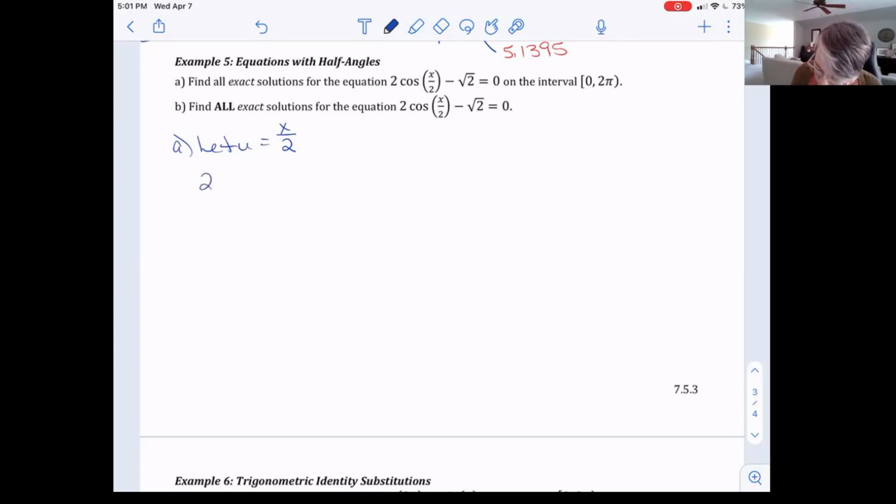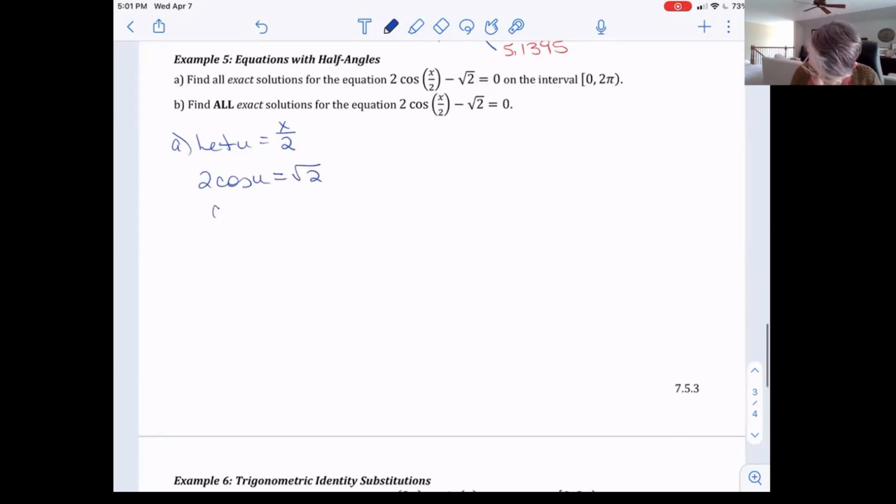So we would get 2 cosine of u. I'm going to go ahead and add that square root of 2 to the other side. So we get cosine of u equals the square root of 2 divided by 2. Now, cosine is positive in 2 quadrants. That's in quadrant 1 and in quadrant 4. So that would be where u equals pi over 4 and where u would equal 7 pi over 4. And so far, both of those are in our interval 0 to 2 pi.